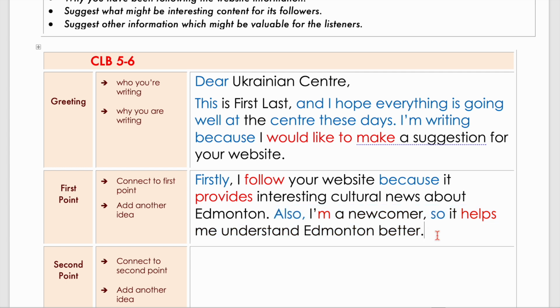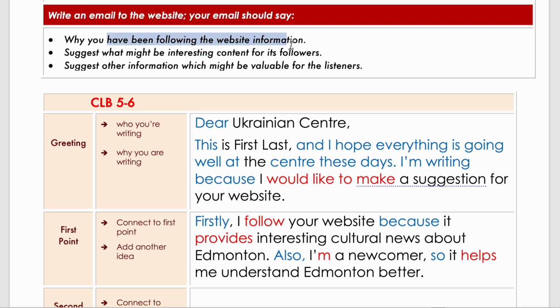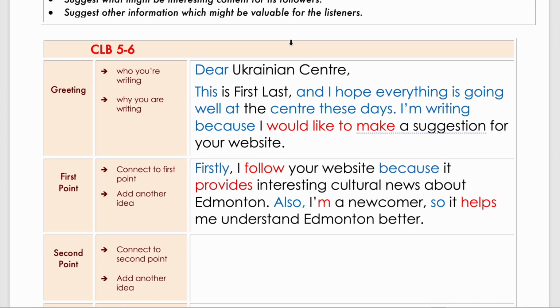Also, I'm a newcomer, so it helps me understand Edmonton better. So there we go. It says clearly here, it gives two reasons why I follow the website. Two of them. Very good sentence structure for level 5-6. Not too simple sentences. No errors. Let's keep that in mind. We're connecting with a comma after "also," and a comma before "so."